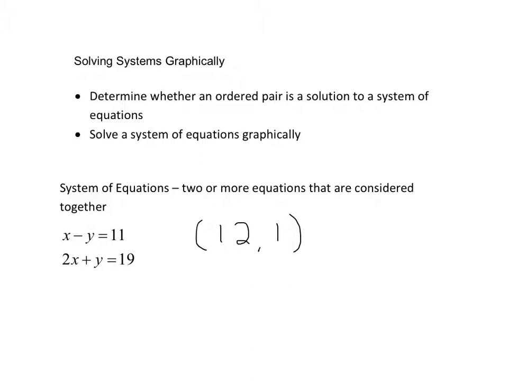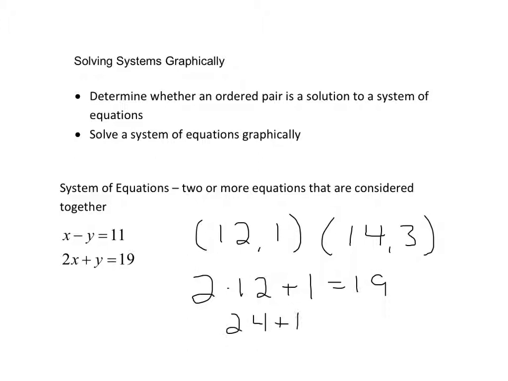Another possible ordered pair is 14 and 3, because 14 for x minus 3 for y would be 11. Now the tricky bit is we need to find an ordered pair that's going to make both the first and the second equations true. So let's look at this first ordered pair, 12 for x and 1 for y. Does that make the second equation true? 2 times 12 plus 1 for y, does that equal 19? I'm thinking not. 24 plus 1 is not 19. The second one doesn't work either.